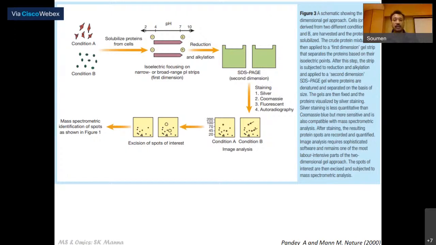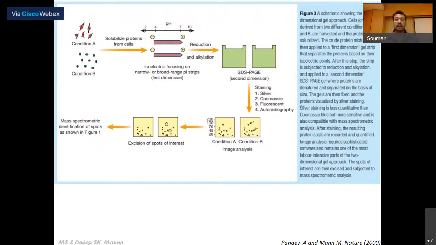So you can choose the PI strips, the IEF strips, and the PI range that you want to focus on. Depending on the PI range that is covered by the IEF strip, you can relatively focus your data. Also, depending on what kind of subcellular localization the protein you are extracting from, that can really simplify your proteome, and you can get really focused information.